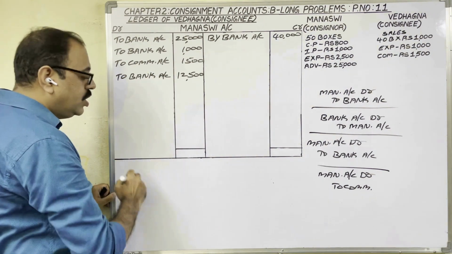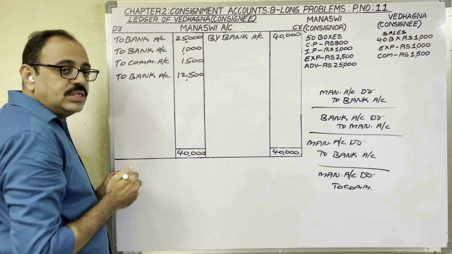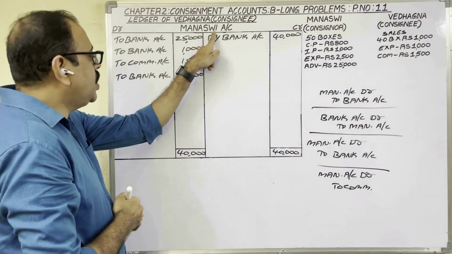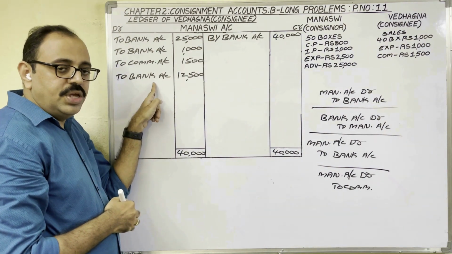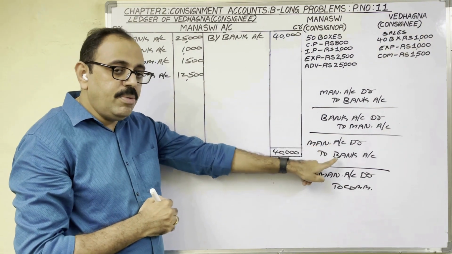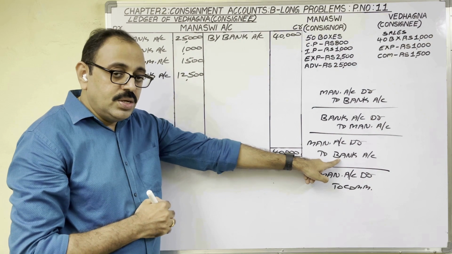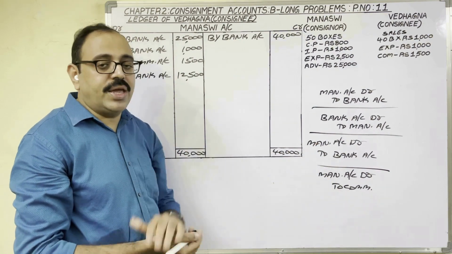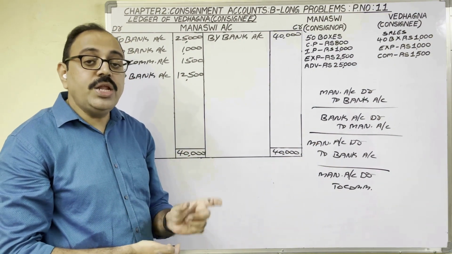Then on the two sides put the totals. What is the entry for this answer? In Manasvi's account, on the debit side we wrote bank. If you want to post like that, in the journal entry, Manasvi account should be debited and bank account should be credited. So the entry is Manasvi account debtor to bank account, being the due amount is paid through a check.